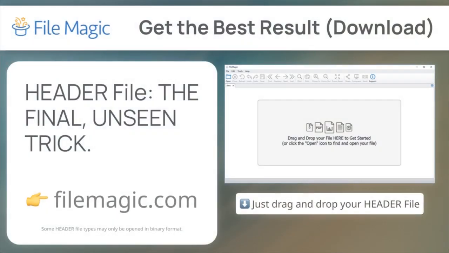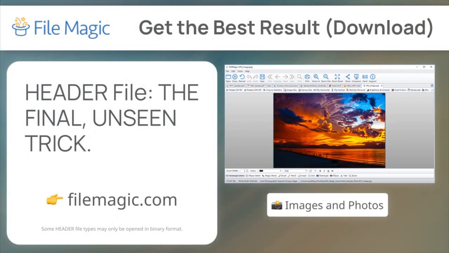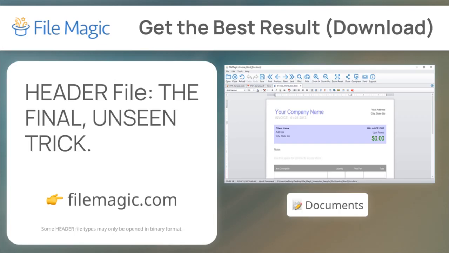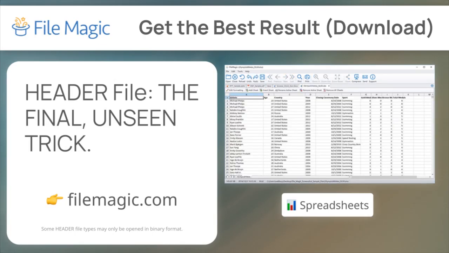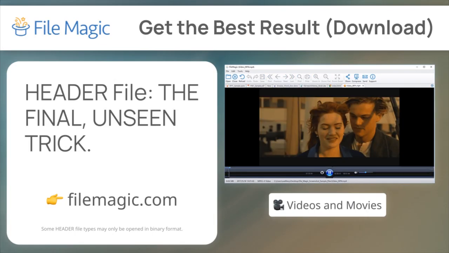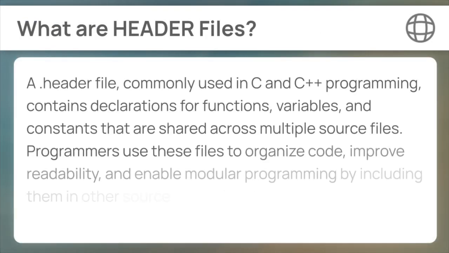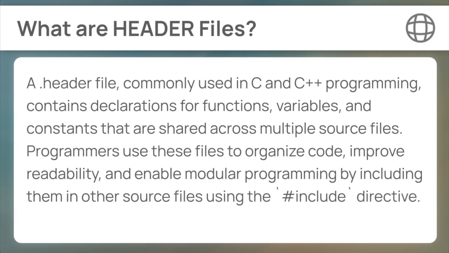I'm saving the most versatile part for last. We're going to rely on one simple but powerful header file inspection tool that is capable of reading and repairing hundreds of file types. A header file, commonly used in C and C++ programming, contains declarations for functions, variables, and constants that are shared across multiple source files.